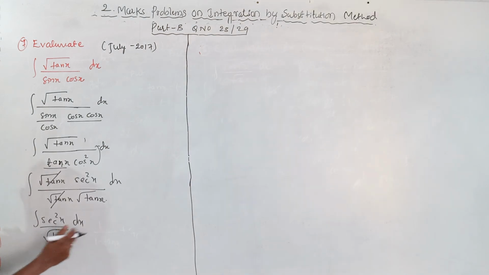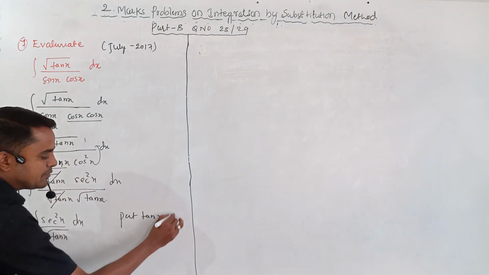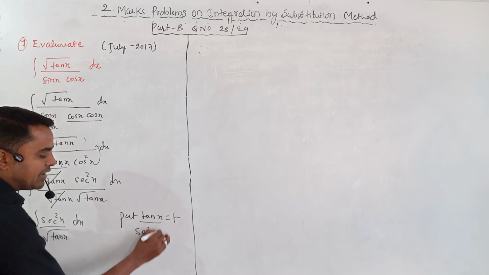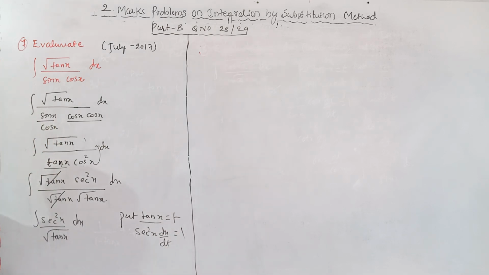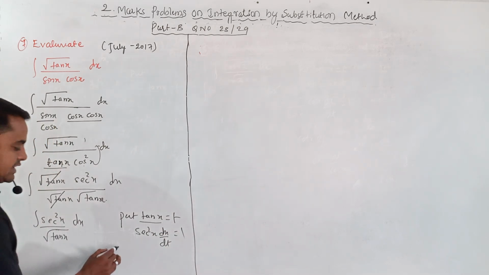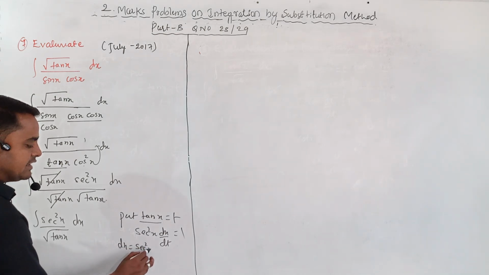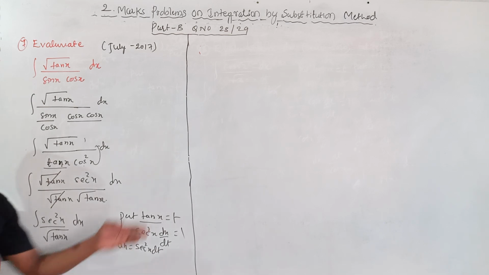So here put tan x is equal to t. Derivative of tan x is sec square x. Derivative of x with respect to t is dx by dt. Derivative of t with respect to t is 1. Now dx is equal to sec square x dt. I am writing the solution of this part here now.